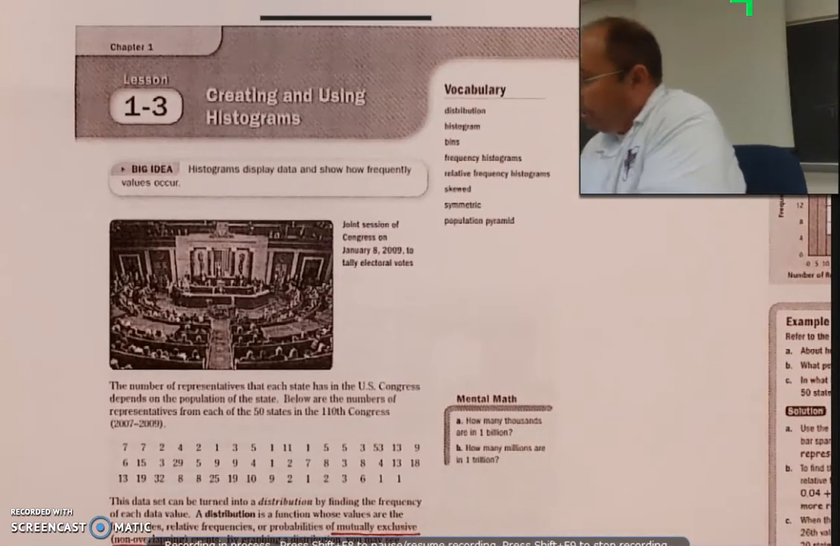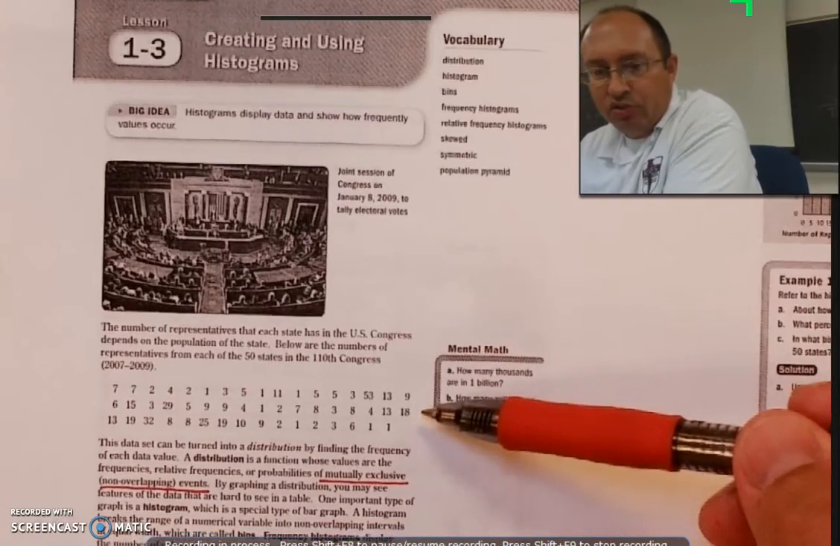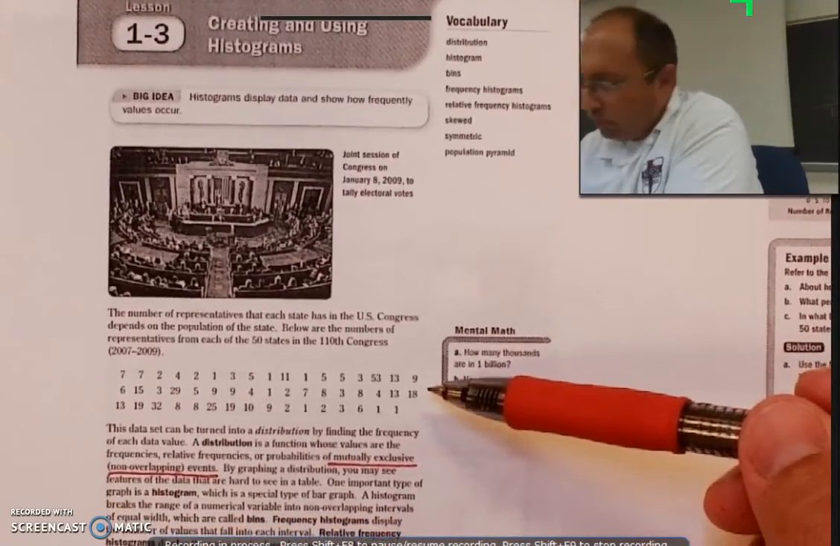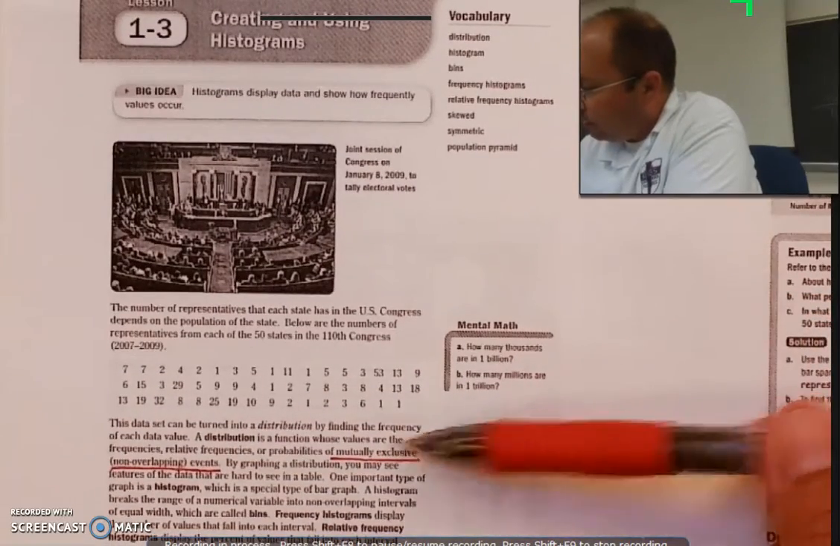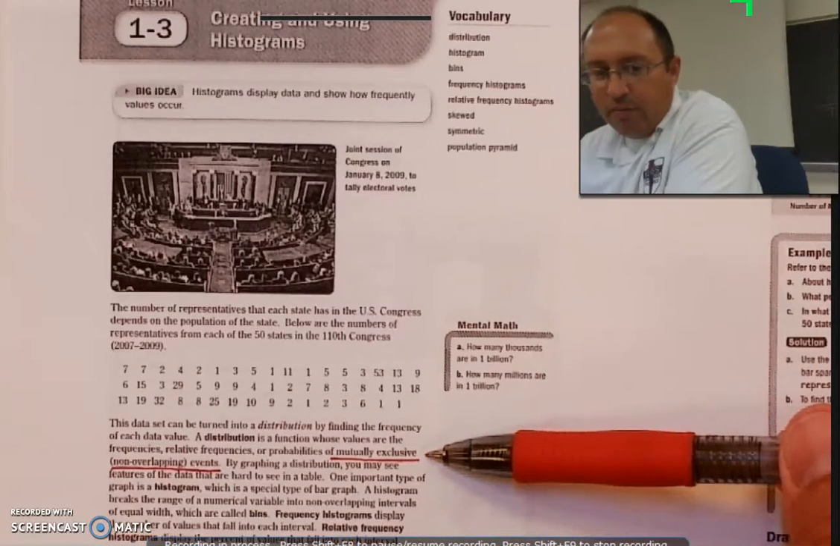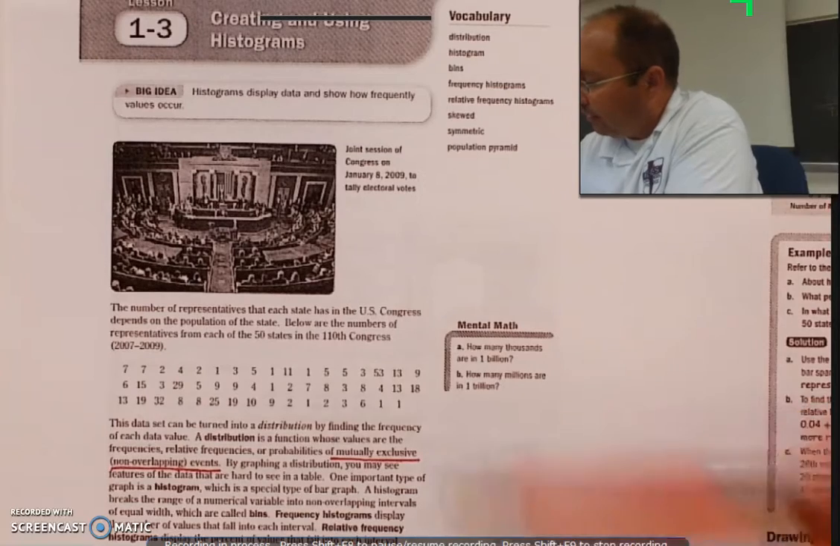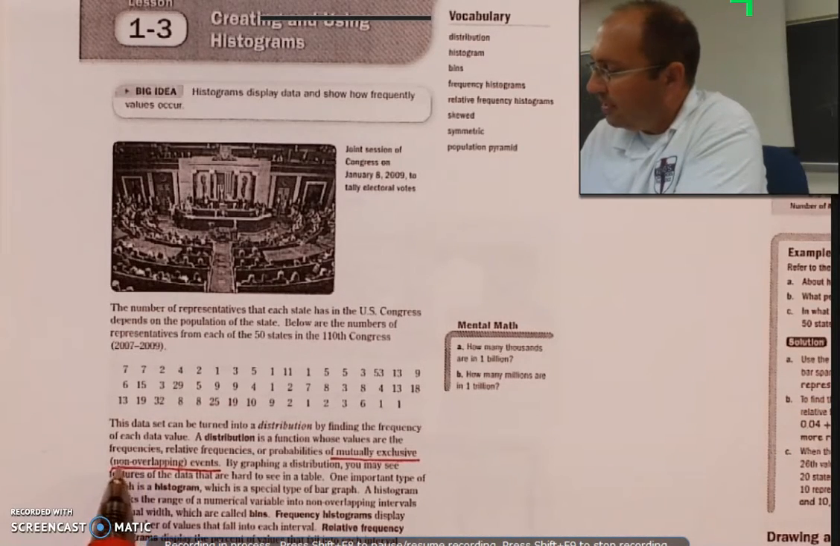Creating histograms and using histograms. Well, so you have a whole bunch of data, but you don't know how it's distributed. A distribution is a function whose values are frequencies, relative frequencies, or probabilities. But here's the key point. They are mutually exclusive events. And the key word, or phrase that helps you also interpret that, is non-overlapping.